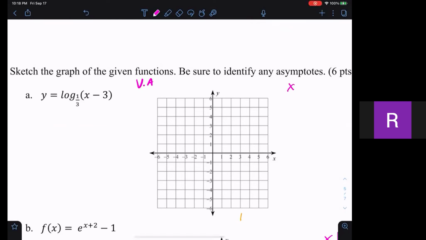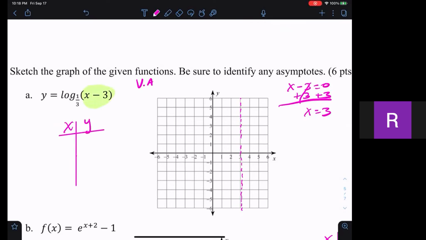To find the vertical asymptote, set this here equal to 0. So x minus 3 equals 0. If you add 3 on both sides, you get your vertical asymptote. So that should be x equals 3. Okay, that's that. Now you need to find easy values, right? So x, y, just plug in two numbers. That's it, if they don't ask for much. If they don't say make a table or whatever, make it simple and fast.